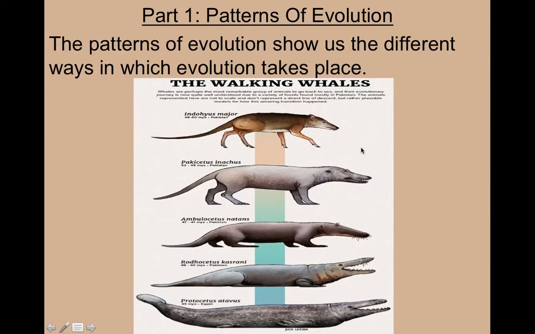So let's get right into it. First we're going to go over different patterns of evolution. The patterns of evolution show us different ways in which evolution takes place. And so when we look at how populations evolve, they're going to evolve in generally some of these different patterns overall. And here's another interesting picture of some whale ancestors, a different diagram. So here we're going back about 40 or 50 million years ago as we progress.